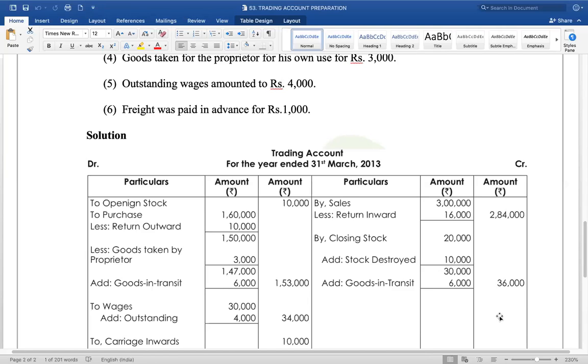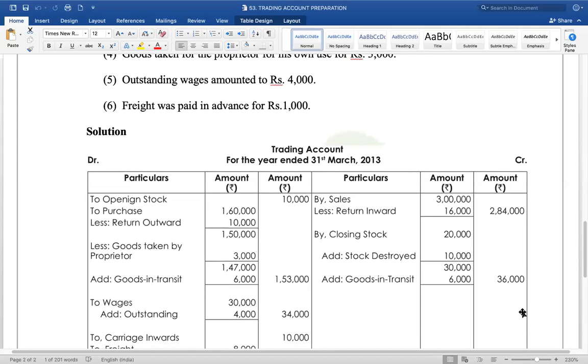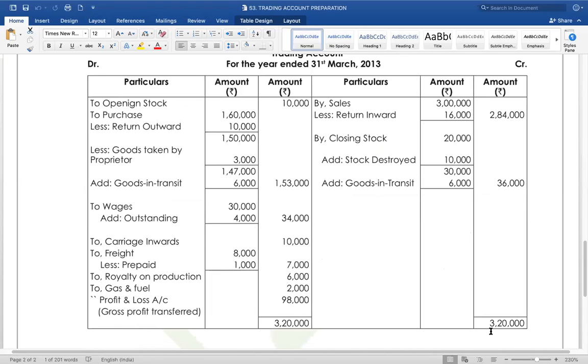Out of this 36,000, 10,000 is already destroyed. But still you have to account for it. 20,000 is visible now, right? 10,000 is destroyed, add that also. 6,000 is yet to come, add that also. The total worth of the closing material is 36,000. So the total of credit is 3,20,000, and this is the higher amount, and you put here also 3,20,000, and the difference is 98,000, and this is your gross profit.